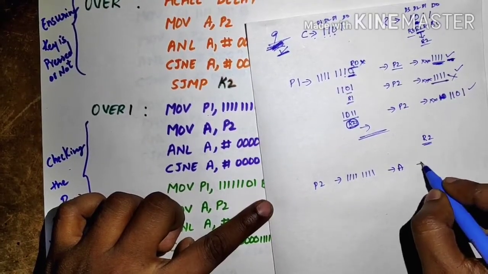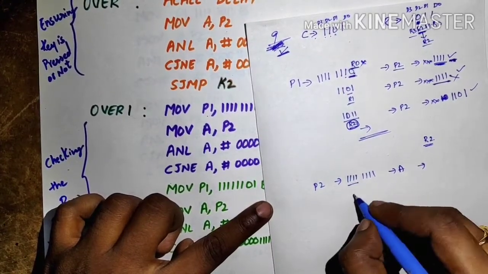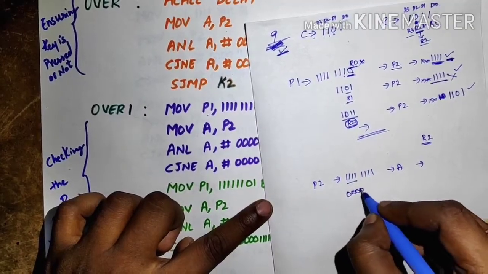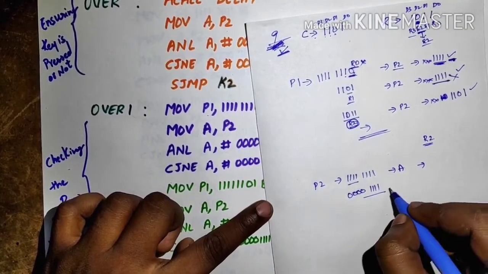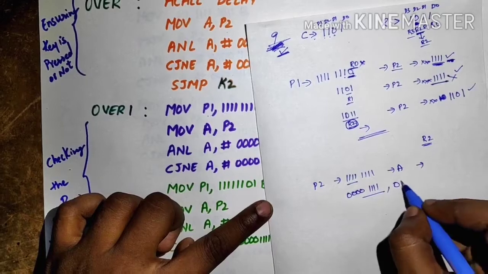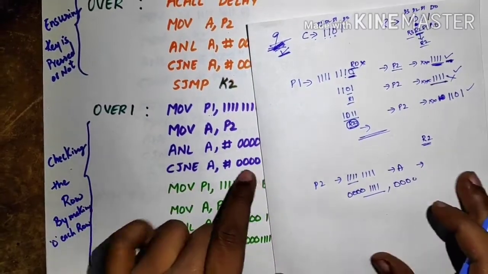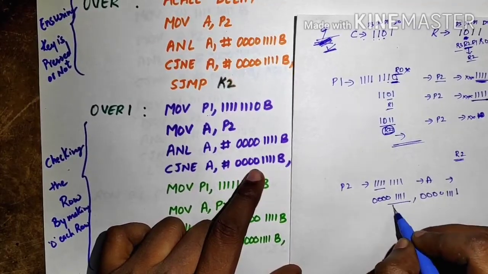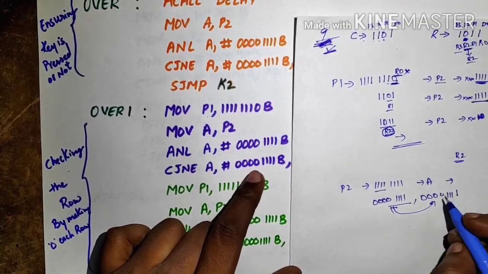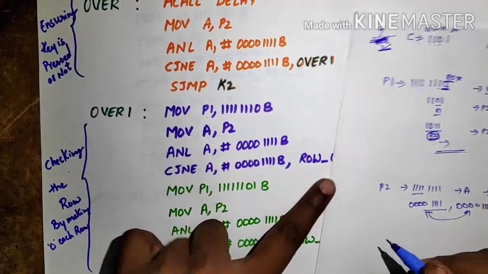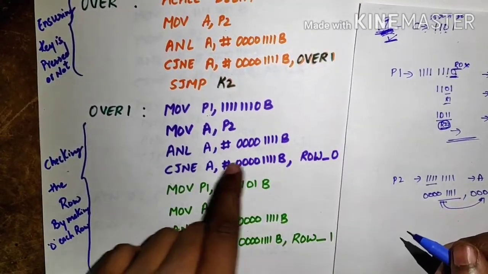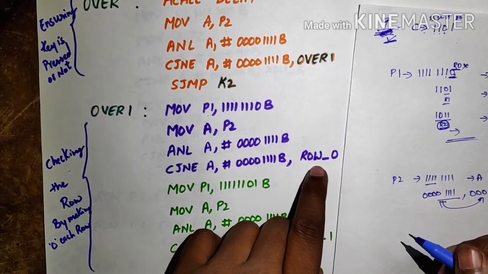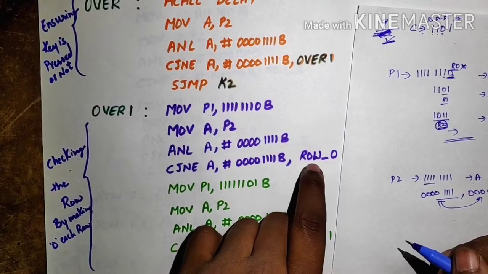After moving to the accumulator, we will mask these 4 bits, so it will be 0 0 0 0 1 1 1 1. Here we compare this with 0 0 0 0 and 1 1 1 1. As the two values are equal, this condition will fail, and that means the key does not belong to row 0.